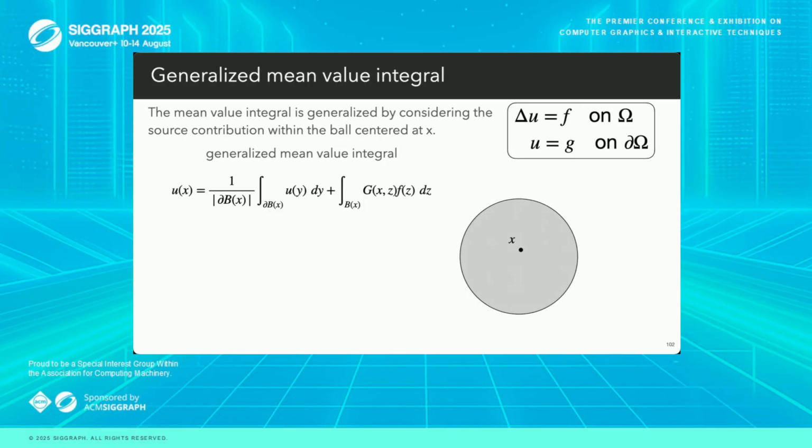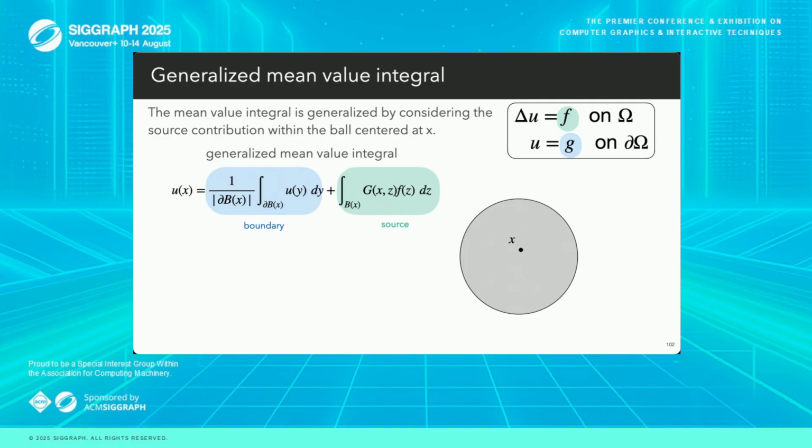Now, the Green's integral over a ball will act as a correction term for the mean value integral. And this will enable us to have a generalized mean value integral for Poisson equations. So we have the same mean value integral as before, which incorporates the boundary data. But now we also have this Green's integral term.